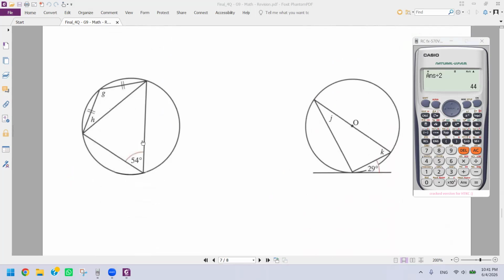Next, we need to find G and H. Let me find G first. So here we have a quadrilateral shape. What do we know about quadrilateral shape? Opposite angles added up to 180. So I say that G is 180 minus 54, 126 degrees.